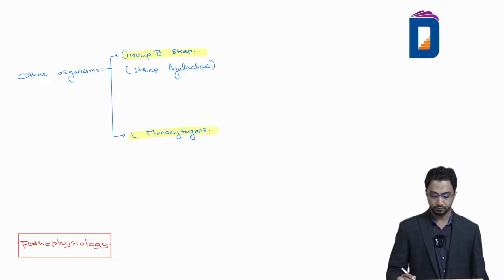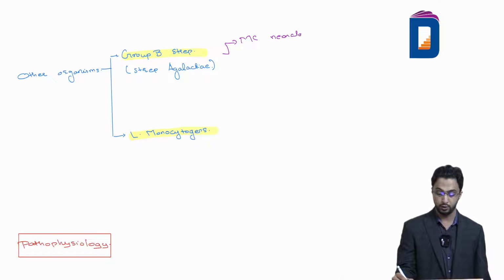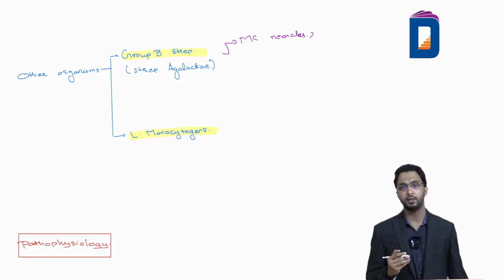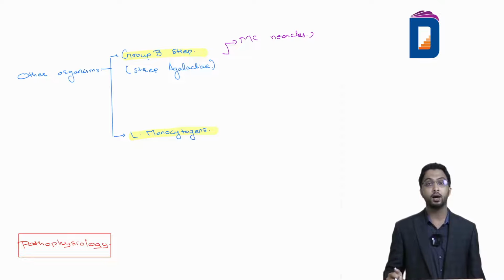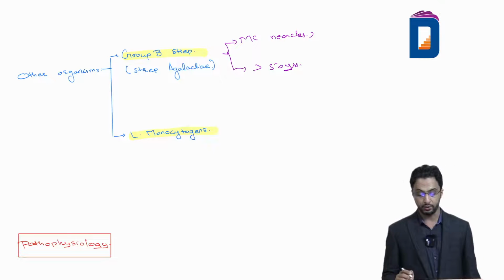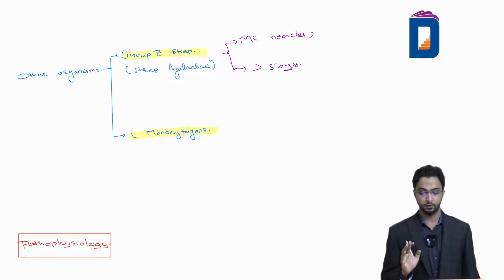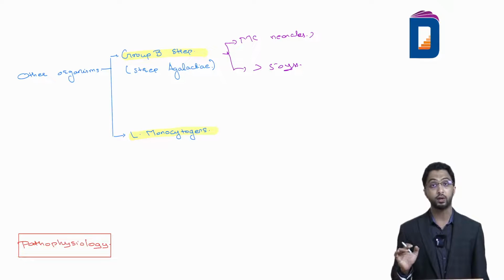There are many more organisms out there, but you have to concentrate on these. Group B streptococci, we have studied, is Streptococcus agalactiae. The thing you have to know here is that it was considered the most common cause of meningitis in neonates. Even now, if it's an MCQ question, you have to go for Streptococcus agalactiae. It is the most common cause in neonates, and also in the older population greater than 50 years of age.